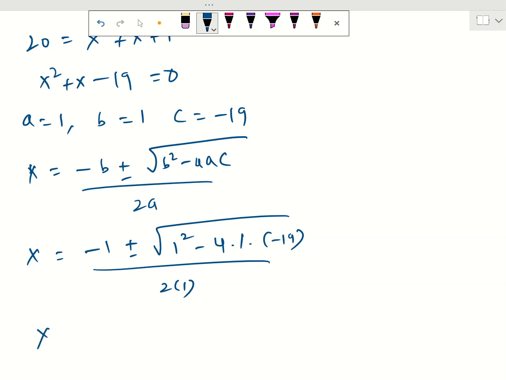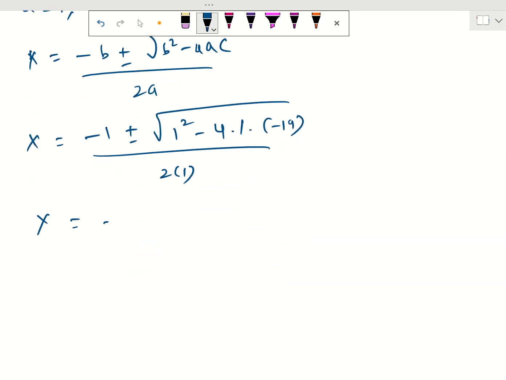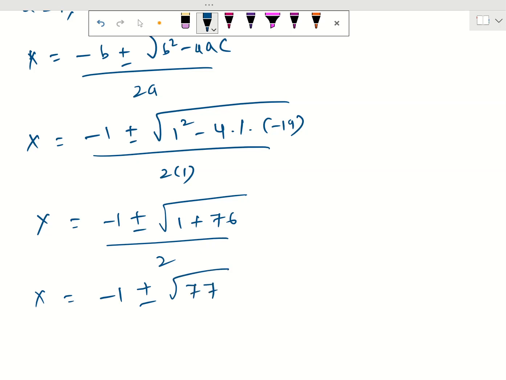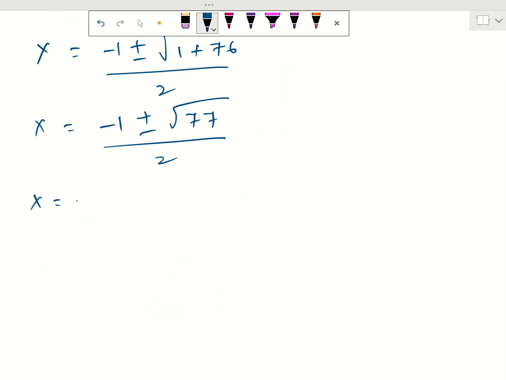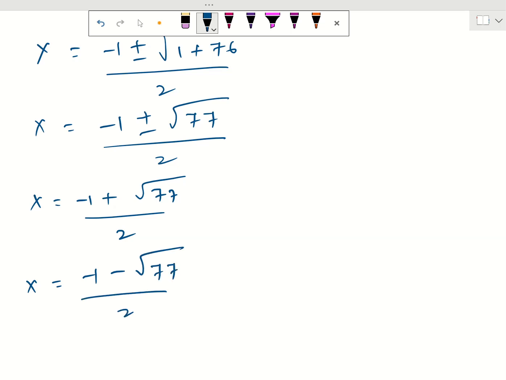And if we solve this further, then x is equal to minus 1 plus or minus square root of, 4 into 19, minus into minus is plus, so plus 76, we'll be having divided by 2. Then x is equal to minus 1 plus or minus root of 77 divided by 2. So it is having two values: one is x is equal to minus 1 plus root of 77 divided by 2, and another value is minus 1 minus root of 77 divided by 2. Here I am taking plus first and minus second. It is having two values.